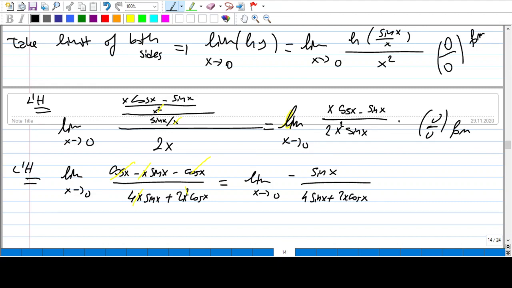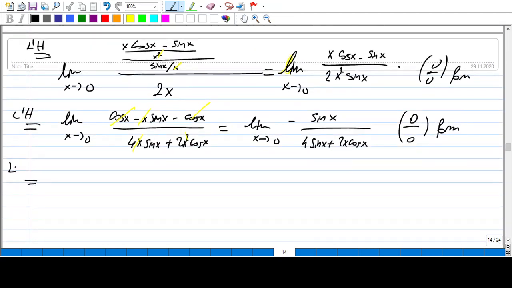As you see, if you put 0, again we have 0 over 0 form. It means I have to apply L'Hopital one more time. This is a good example to see how L'Hopital works in many stages. If you have to apply the L'Hopital rule many times, there is no problem, you can apply it. So the derivative of sine is cosine x over, pay attention to the sign, 4 sine x gives 4 cosine x plus 2, derivative of 2x is 2 times cosine x plus derivative of cosine, which is minus sine x times 2x.